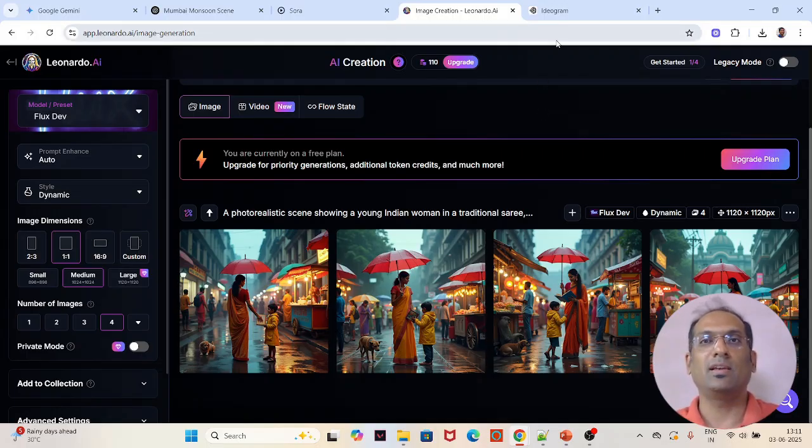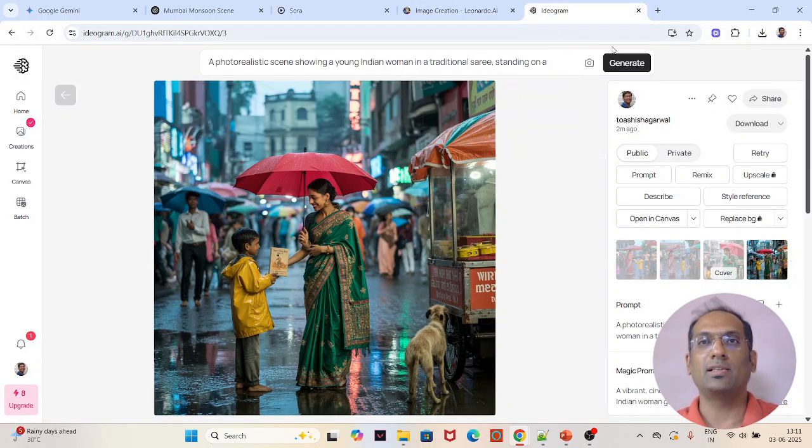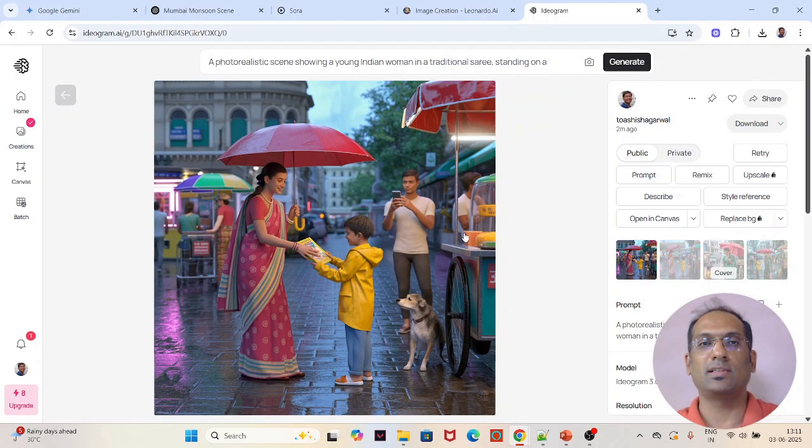To make things interesting, I got another tool to play. Now this is called Ideogram. So here again you get 4 options. Let's see this. Though it was originally not planned to be a part of this particular video, I thought that I should share the findings from this particular tool as well.